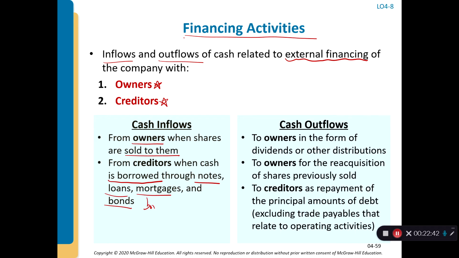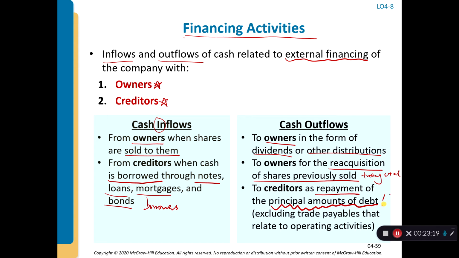You are the borrower here. You go borrow money, and then when they approve your loan, they deposit the cash into your bank account. So therefore, those are cash inflows from financing activity. And cash outflow from financing activity is related to the owners in the form of dividends or other distributions. Also to owners for the reacquisition of shares previously sold, like treasury stock, or to the creditors as a repayment of the principal amount.